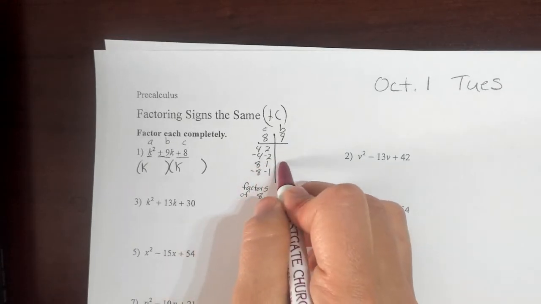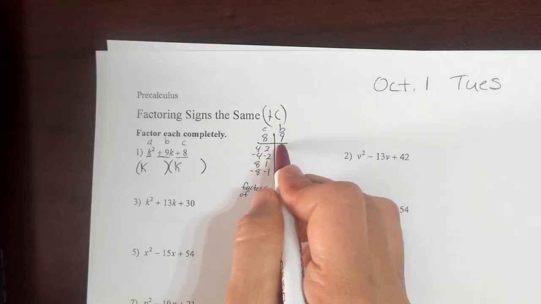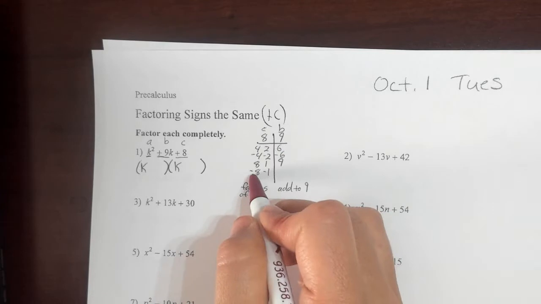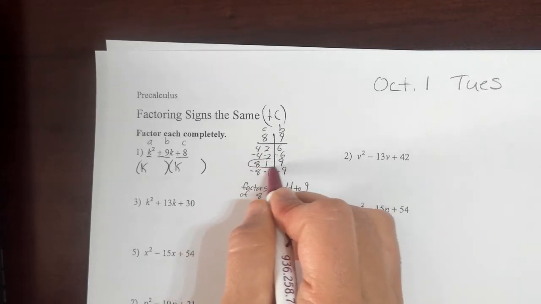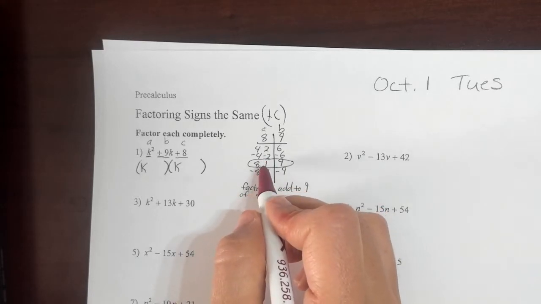8 plus 1 is positive 9. None of these other ones would work. 4 plus 2 is 6. Negative 4 plus negative 2 would be negative 6. Negative 8 plus negative 1 would be negative 9. So the one that works is this one. Okay, so we've figured out what the factors are.